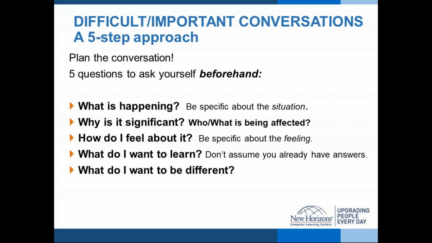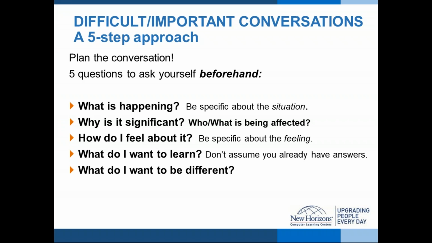If you go longer than that and you start to go into a whole big song and dance about what is happening, then emotion is going to start getting into play here. And what you want to do at this stage is just be very factual. What is happening? 1 or 2 sentences. Then ask, why is it significant? Who or what is being affected? How do I feel about it? And be very specific about the feeling. Using a word like I'm upset doesn't really say anything. Embarrassed, afraid, words like that are a little bit more specific about the feeling.